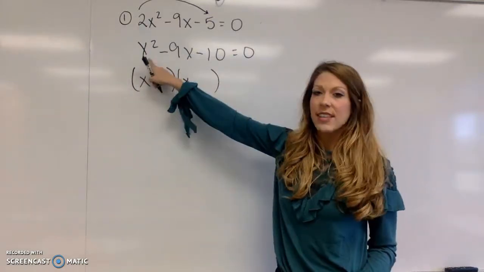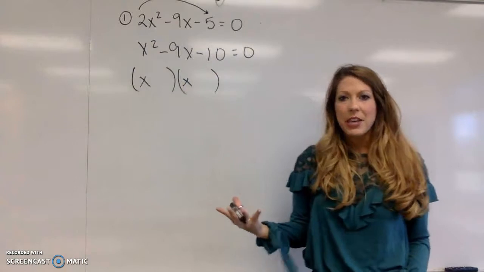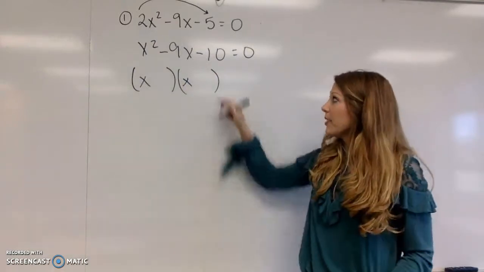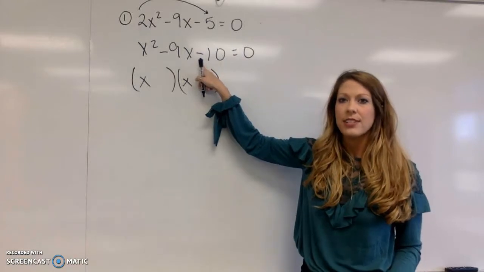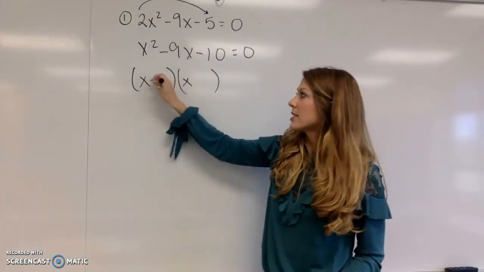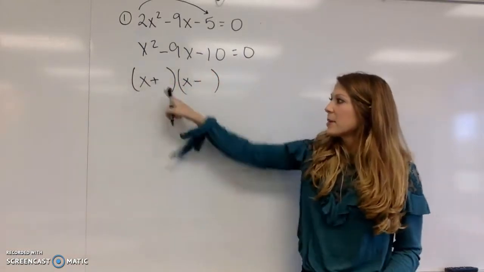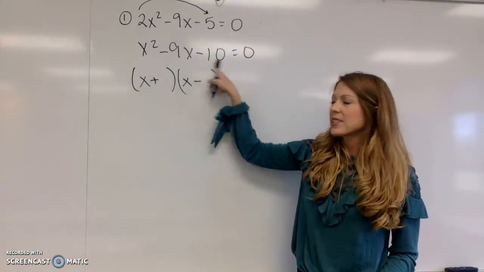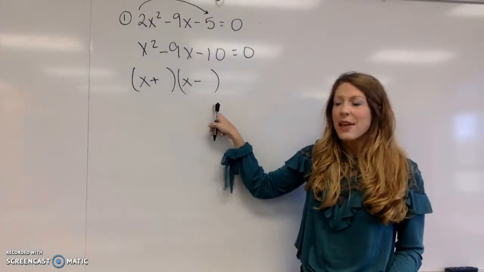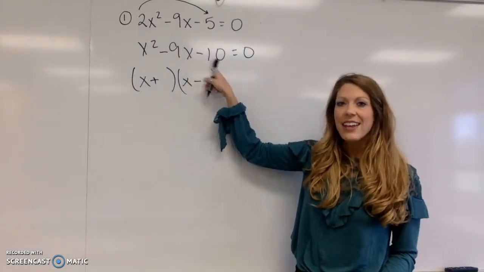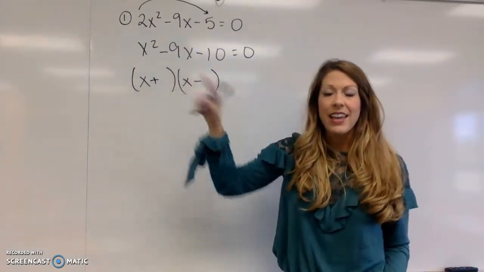X times x gives us x squared, so that's why we can go ahead and set those up. Then a minus sign in the back. Remember, you always check the back sign first. That means we need one positive and one negative, because a positive times a negative is what's going to give us that negative 10. So now you need to find 2 numbers that multiply to give us negative 10 and add to give us negative 9.